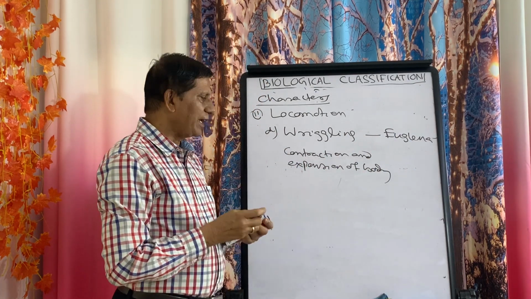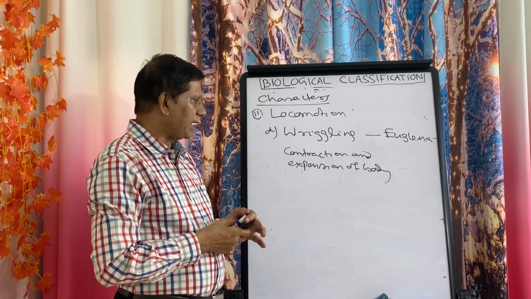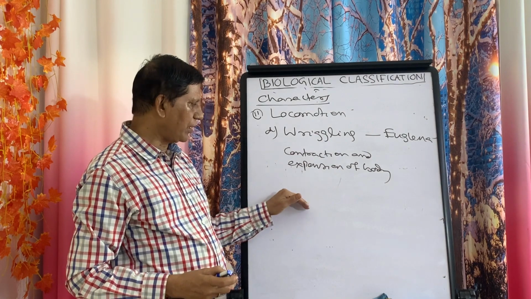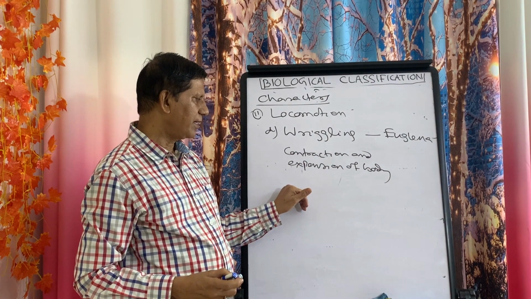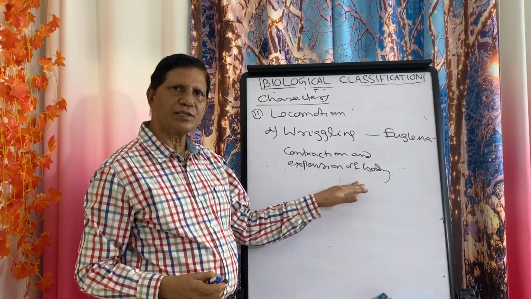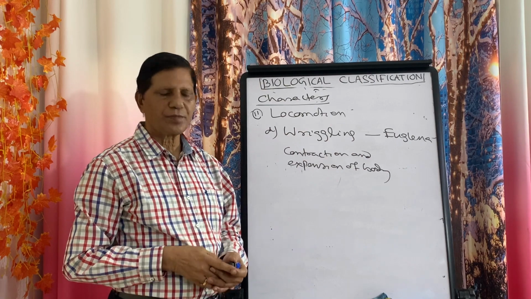So in case of a wriggling movement, what happens? The body will be contracted and there will be a contraction and expansion. Suppose this is one organism. Now it will contract from back side, then again expand, again contract, again expand. It will go like this, contraction, expand, contraction. That is the movement found in case of euglena.